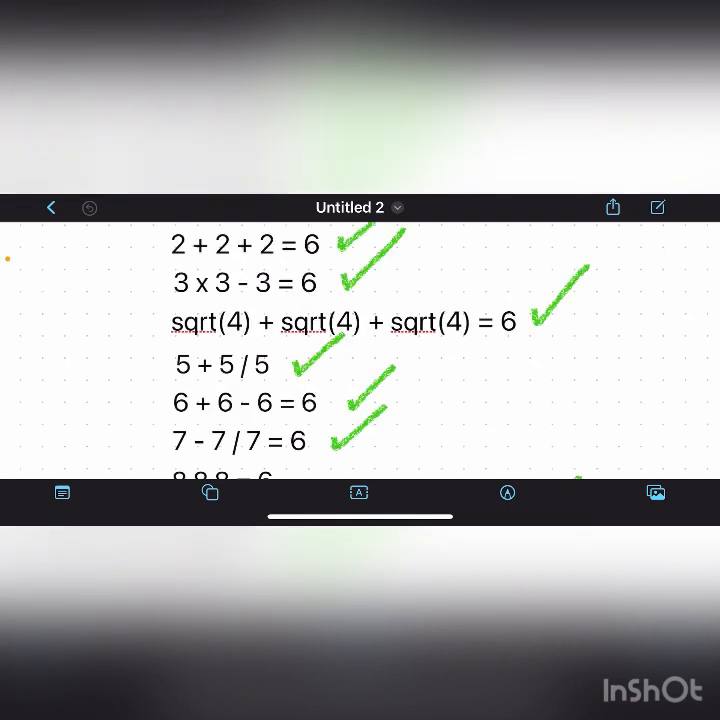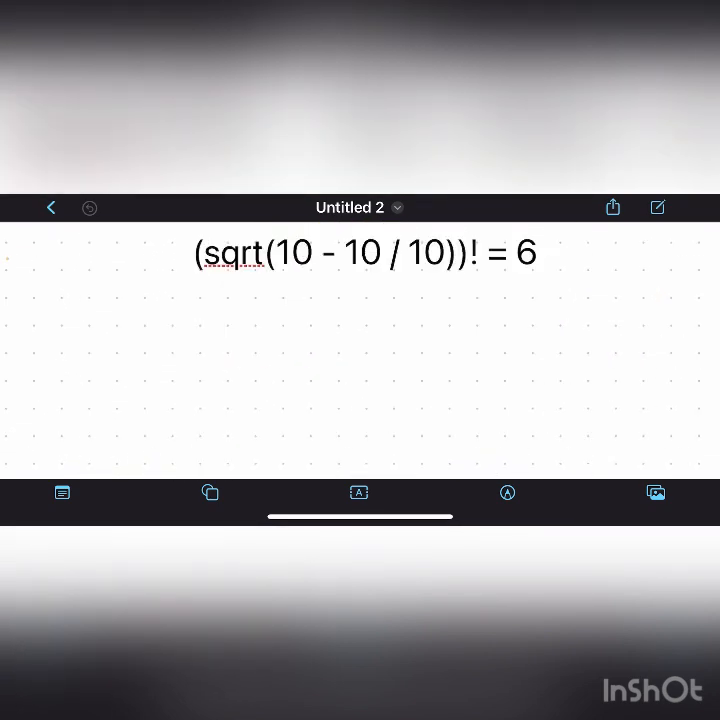Okay, so as you can see, we have just finished the 4's, and we're going to move on and do the 10's. Okay, so the one with the 10's is quite a hard one, and it introduces factorial, and so I'm going to explain how this is done.